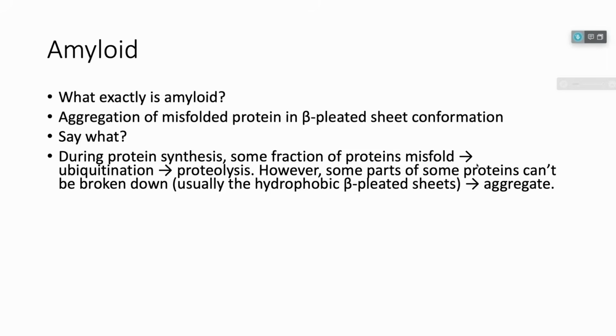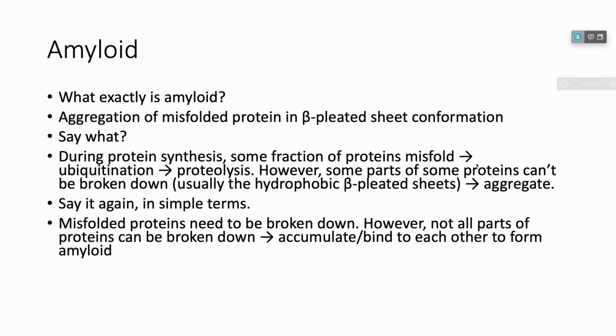And it kind of makes sense, right? Because if something isn't soluble, if something isn't dissolved in the blood or in the cell, it would make sense that a protein wouldn't be able to necessarily degrade it, right? Something that's solid, inside of the cell. So in simple terms, if I were to explain this, I would say that a misfolded protein needs to be broken down, right? So it's ubiquitinated, needs to be broken down. However, not all the parts of the proteins can be broken down. Those parts that can't be broken down will accumulate and they'll bind to each other to form amyloid. Does that make sense? Mm-hmm.